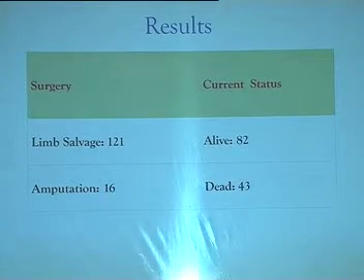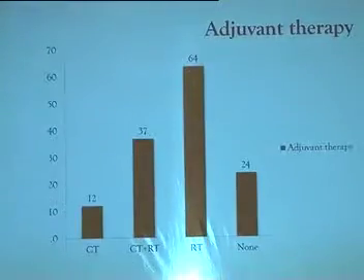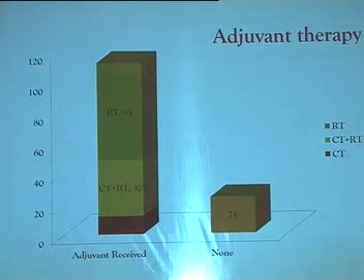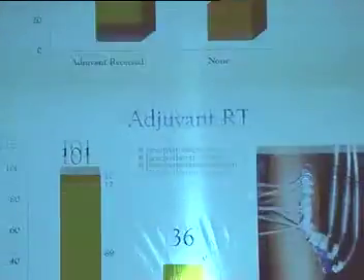Coming to results, limb salvage was done in 121 patients, and 16 patients underwent amputation. This is a graph which shows how the adjuvant treatment was given. Chemotherapy only was given in 12 patients, chemotherapy with radiotherapy in 37 patients, radiotherapy alone in 64 patients, and 24 patients did not receive any sort of adjuvant therapy. Again, analyzing the adjuvant received, you can see that 24 patients had no adjuvant, and the remaining chunk shows the distribution of the adjuvant therapy.